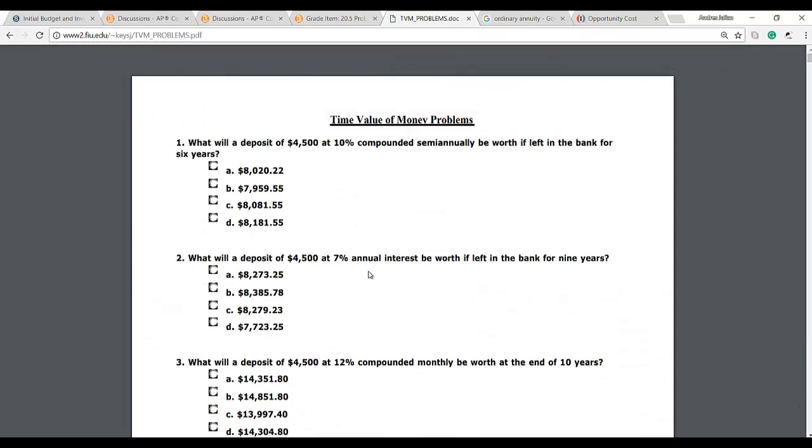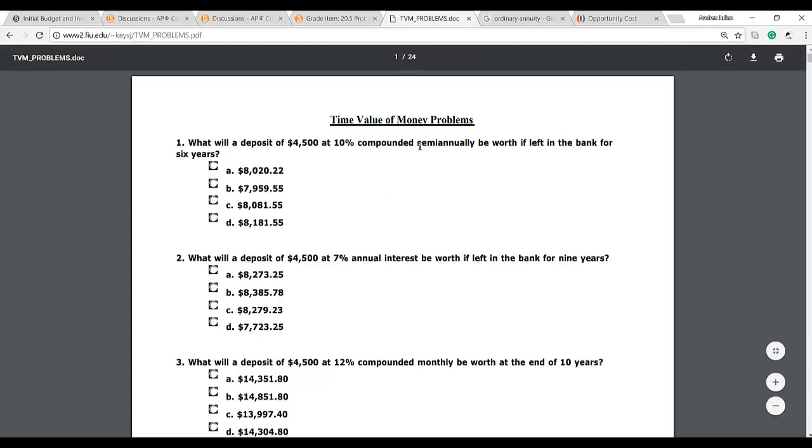We're going to talk about the time value of money. The first problem says, what will a deposit of $4,500 at 10% compounded semi-annually be worth if left in the bank for 6 years? So imagine that you have $4,500 and you are going to get a 10% interest rate, but semi-annually. And this is something that we need to understand.